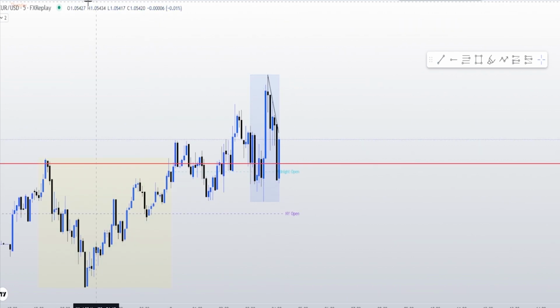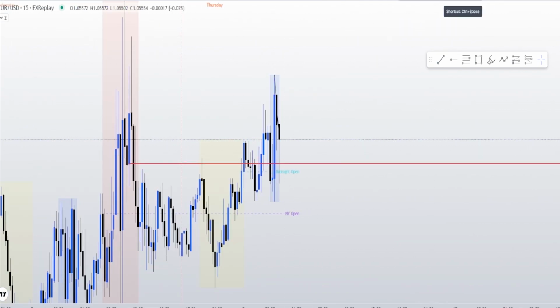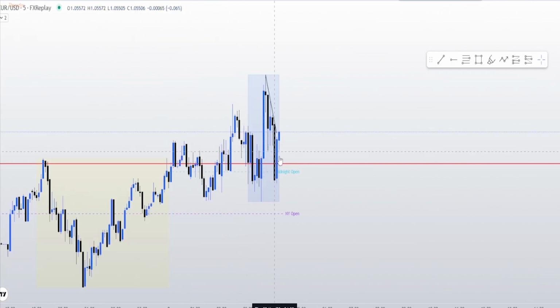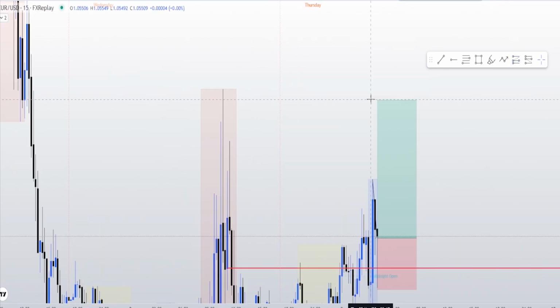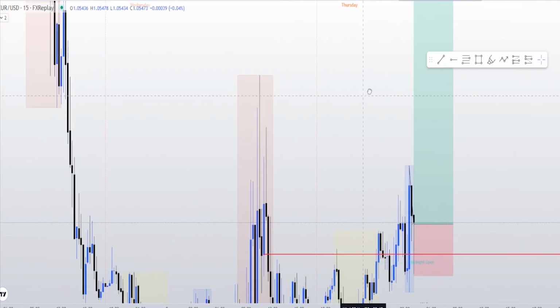Let's see what's happening on the higher time frame. It went lower, this is looking good. We took liquidity right here, and we have this. Okay, I will take the trade from here. We're playing our edge, and we're going to target London close right here.